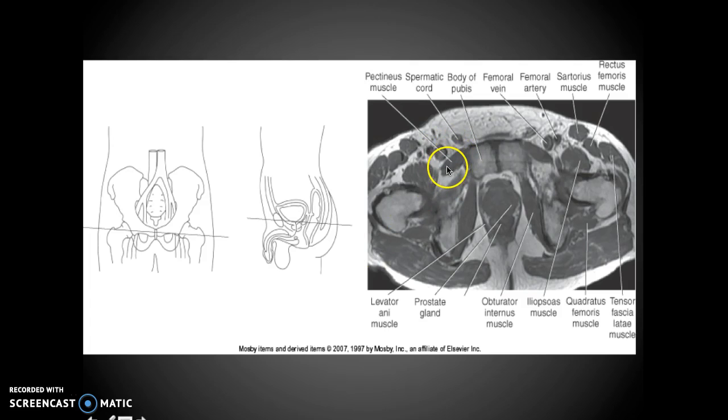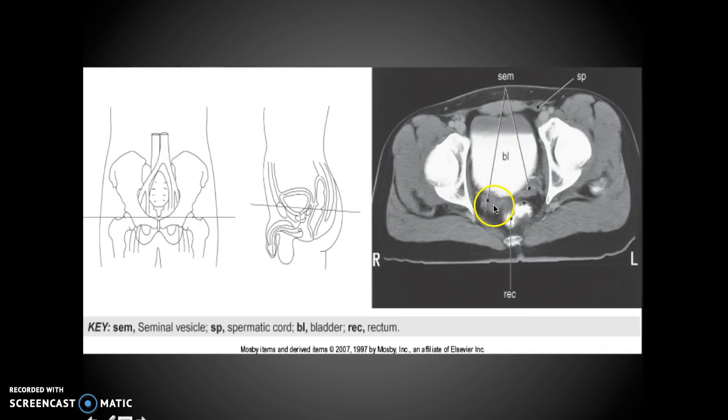So starting over here, pectineus muscle, spermatic cord. Here's the body of your pubis. And then you have your femoral vein, femoral artery, sartorius muscle. You have your rectus femoris muscle, your tensor fasciae latae muscle with your iliopsoas and your quadratus femoris. This is your gluteus maximus here, obturator internus. This is the rectum, this is the prostate, and your levator ani muscle right there.